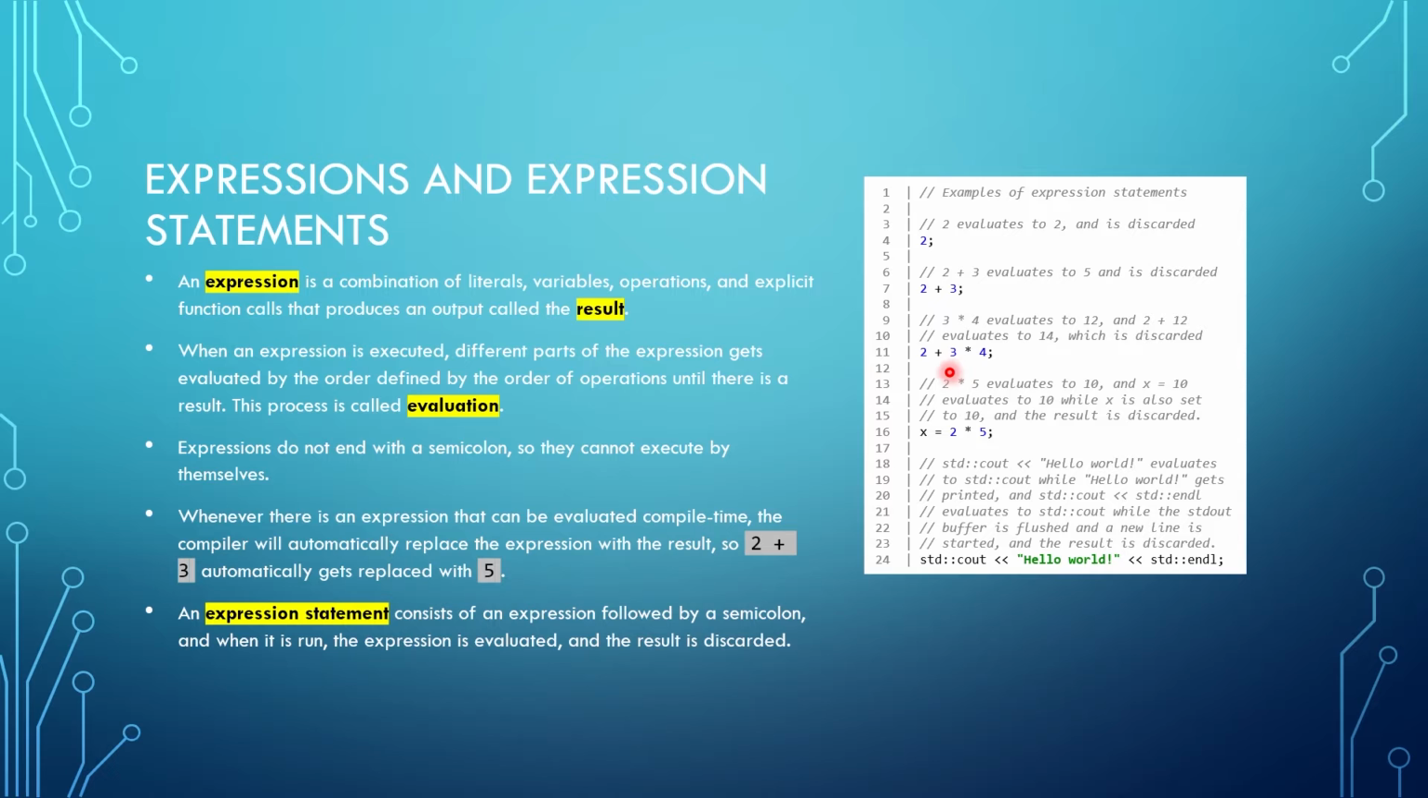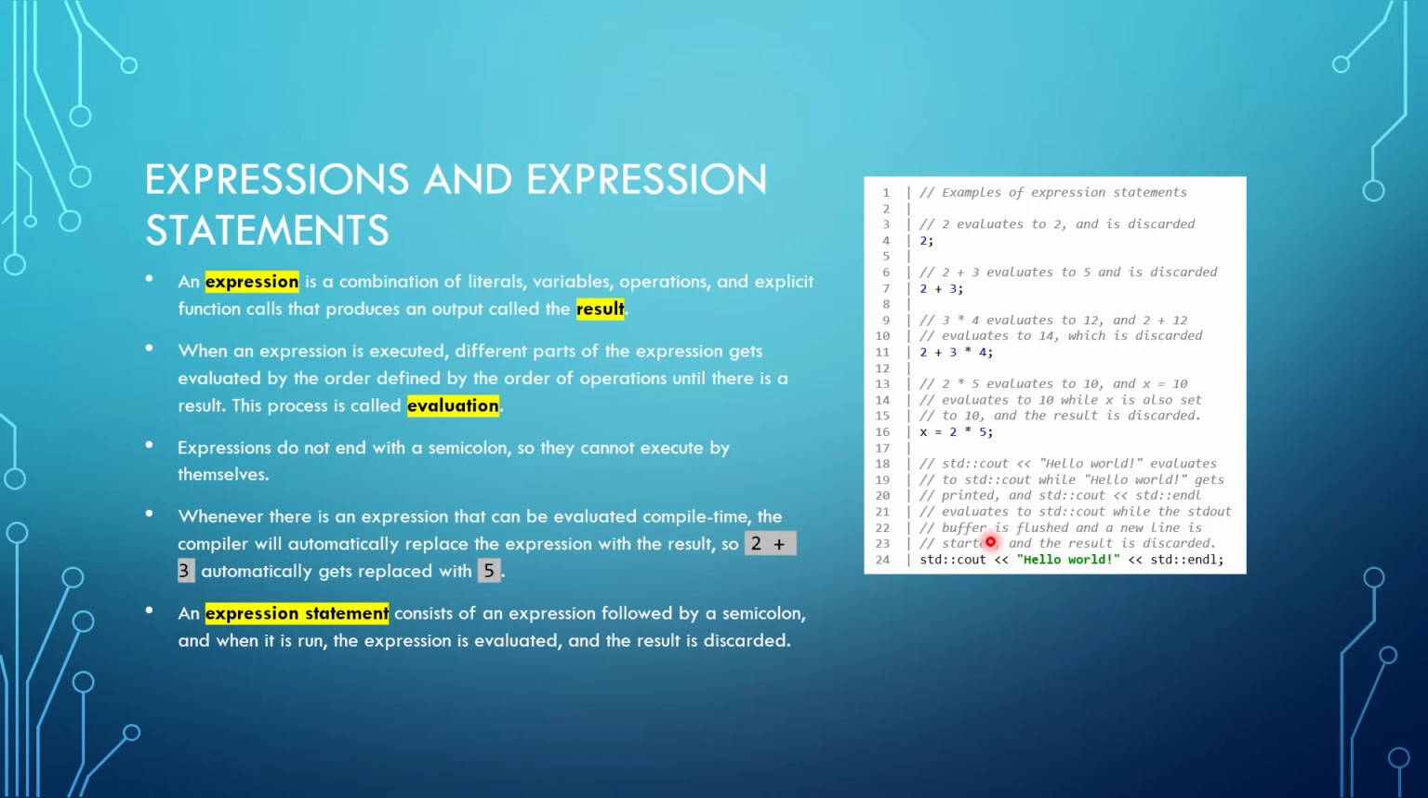And then 2 plus 3 times 4. Multiplication goes before addition, so 3 times 4 equals 12. 2 plus 12 equals 14, and then the value 14 is discarded. Over here we have x equals 2 times 5. Multiplication goes before assignment, so 2 times 5 equals 10, so x gets set to 10. And then the value of 10 is discarded, but 10 is also saved in x.